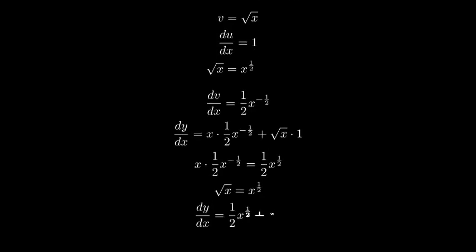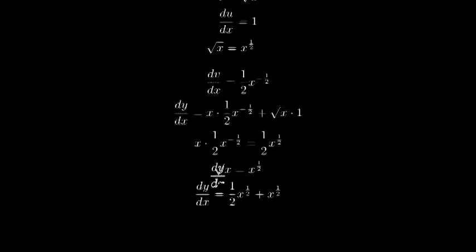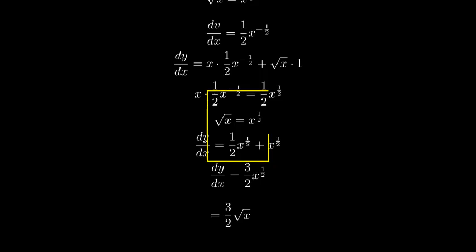Now we can combine like terms. Remember that the square root of x is the same as x to the 1/2 power. Our final answer is 3/2 times x to the 1/2 power, or 3/2 times the square root of x.